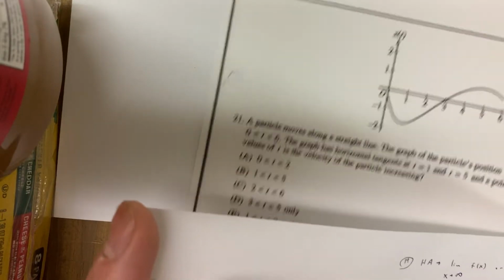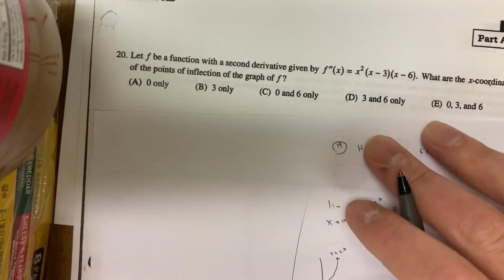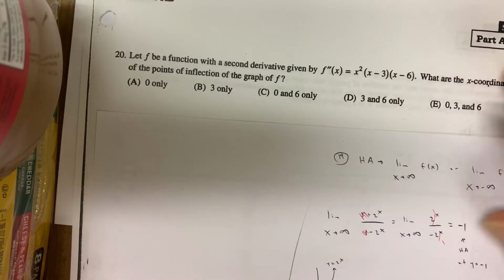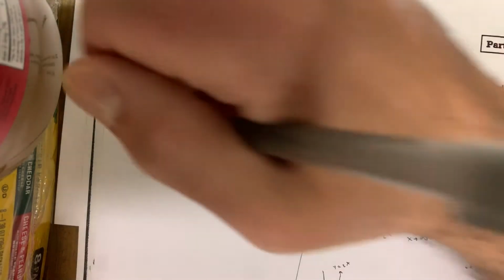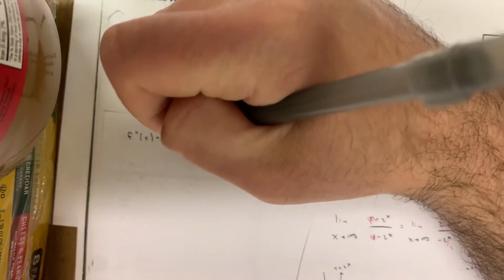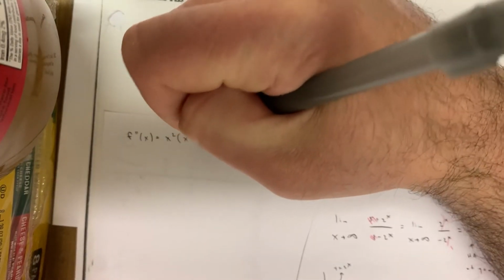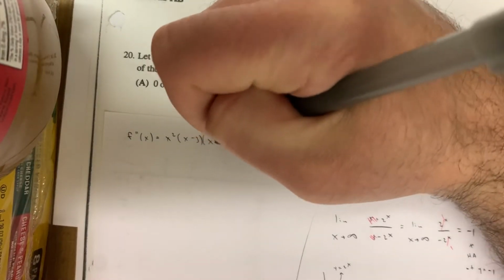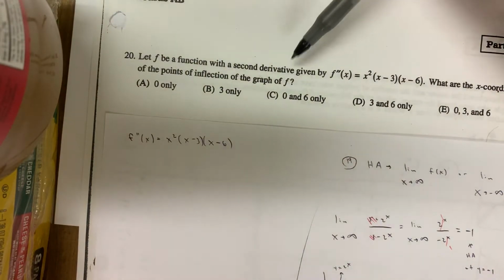Number 20 over here, actually really easy problem. We'll scrunch it in over here. Let f be a function with the second derivative given by this right here. What are the points of inflection of the graph of f? So here's the second derivative of f. They want to know the points of inflection of the graph of f. That means f is our original.